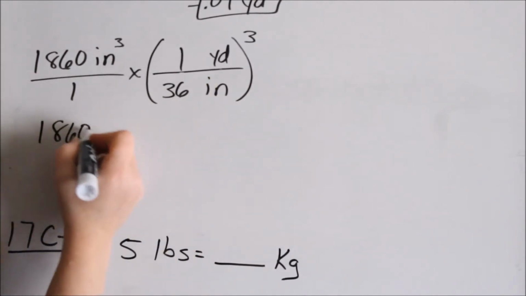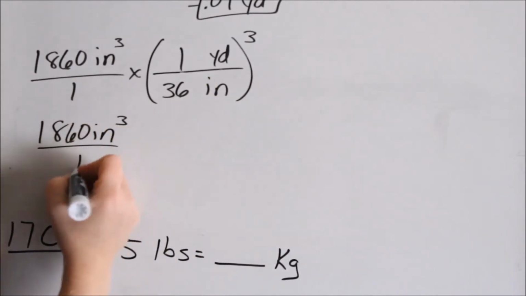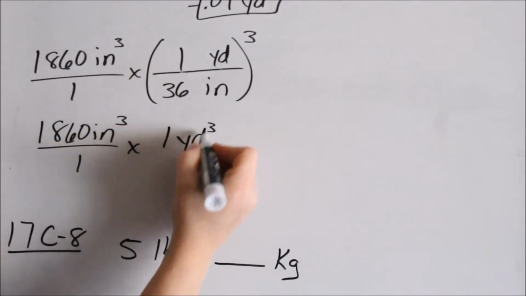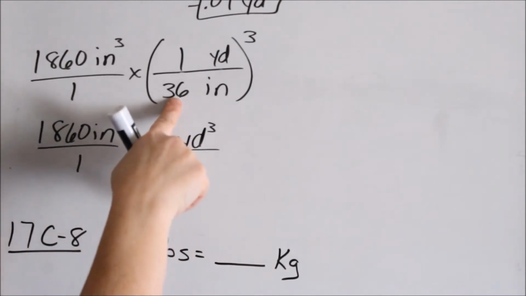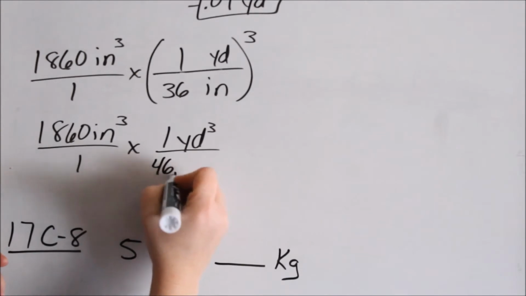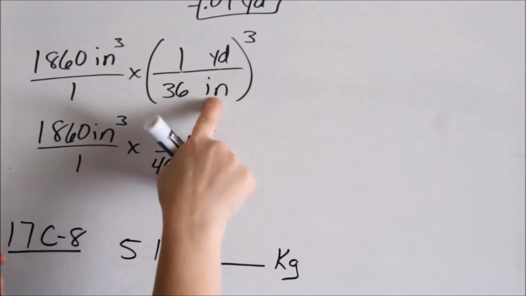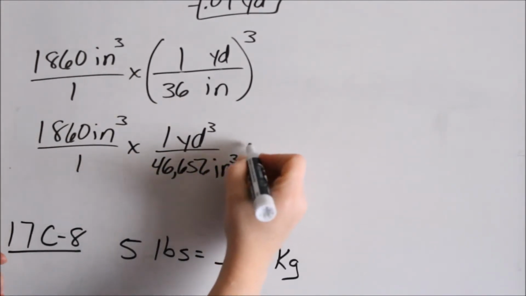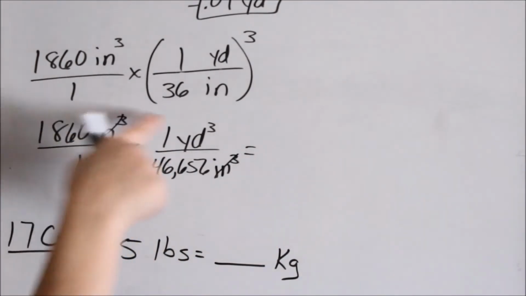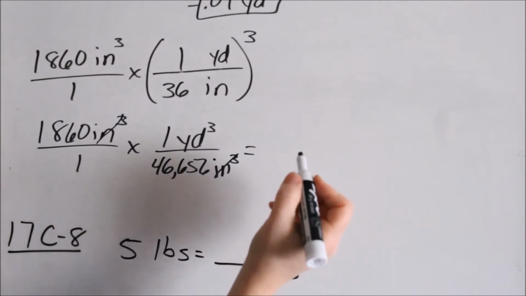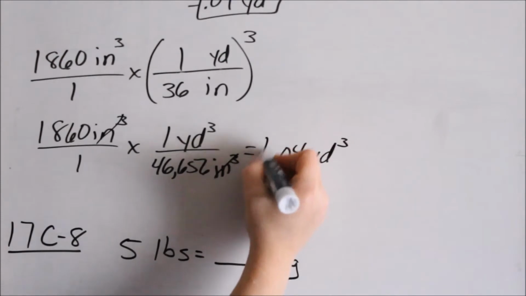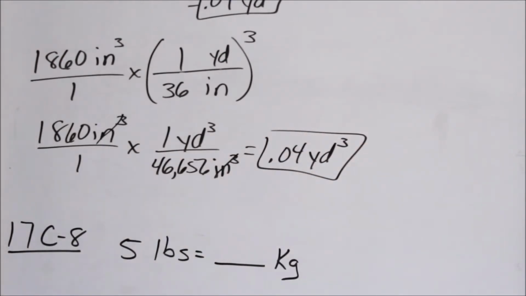So what happens is, we have 1860 cubic inches. 1 cubed is 1. Yard cubed is cubic yards. 36 cubed. I have to cube 36. So that would be 46,656. Cube the inches, inches cubed. Now my units will cancel. So now we get the same thing. 1860 divided by 46,656, which would be the same thing, 0.04 cubic yards.